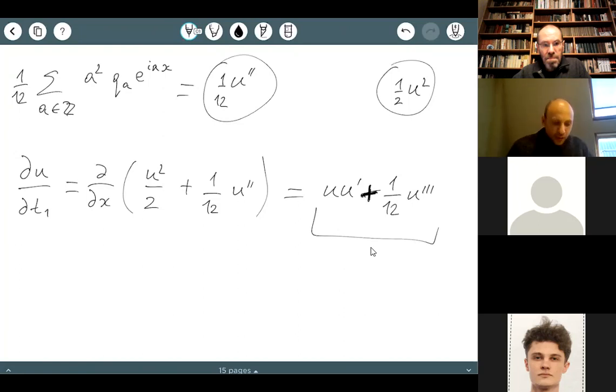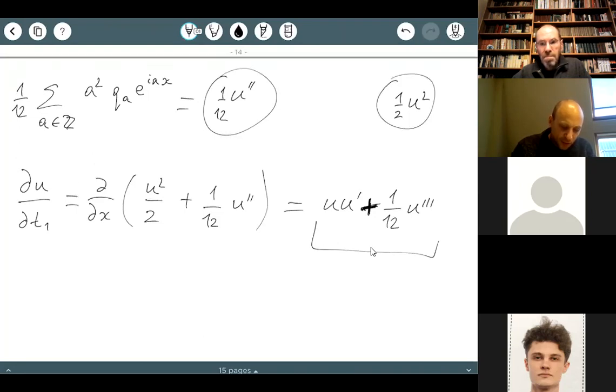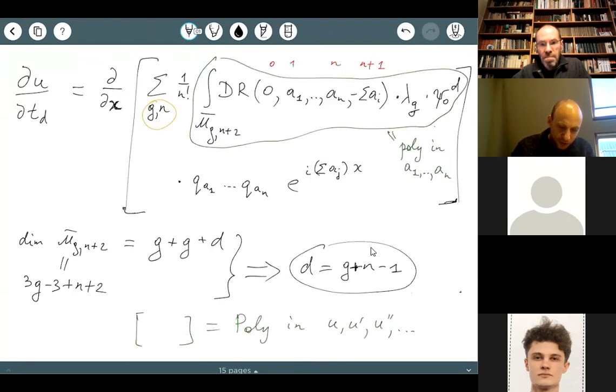Right, so our formula magically gave us the KdV equation, and moreover, I'll show you the formula again. This formula gives us all KdV flows. I just did the computation for d equals 1, but now you can do the computation for d equals 2 and you will get the next KdV equation. And then you do d equals 3. So these Green integrals over moduli spaces give you precisely the coefficients of the KdV equations.